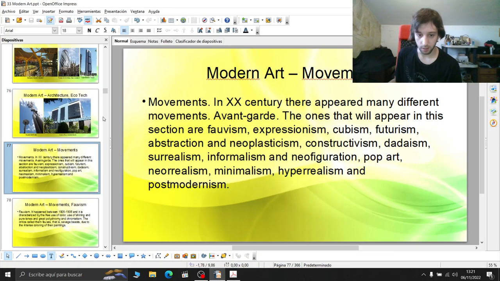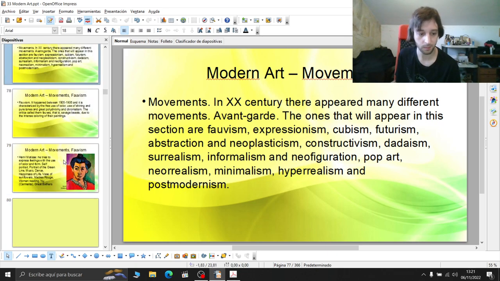So let's start. Movements. In the 20th century, there appeared many different avant-garde movements. The ones that will appear in this section are Fauvism, Expressionism, Cubism, Futurism, Abstraction and Neoplasticism, Constructivism, Dadaism, Surrealism, Informalism and Neofiguration, Pop Art, Neorealism, Minimalism, Hyperrealism, and Postmodernism.